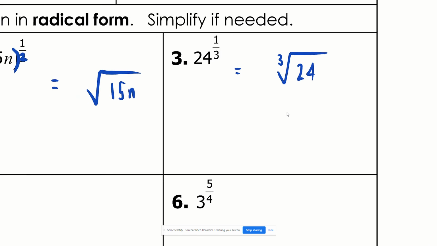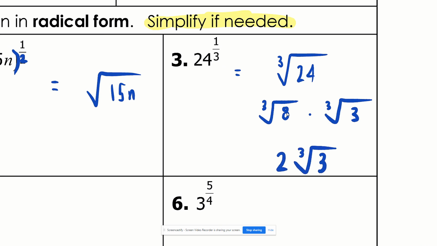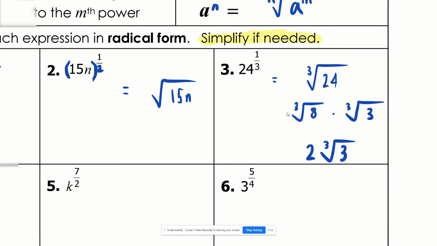That's the first one that I think we have the ability to actually simplify. And this says simplify if needed. Well, this one definitely can be simplified, okay? Because I know there's a perfect cube that goes into 24. The perfect cube that goes into 24 is 8, and it goes in there 3 times. So the cube root of 8 becomes a 2 times the cube root of 3, which gets trapped inside. And there's my answer now, completely simplified. 2 cube root of 3.